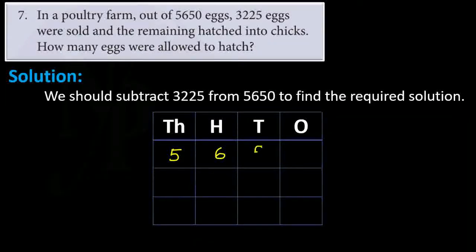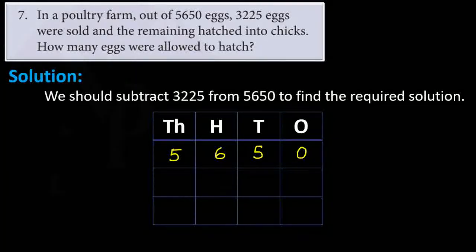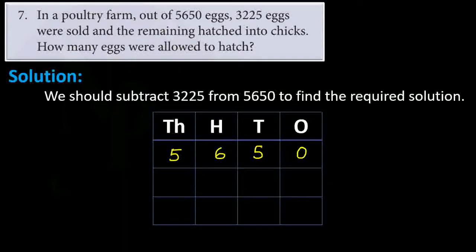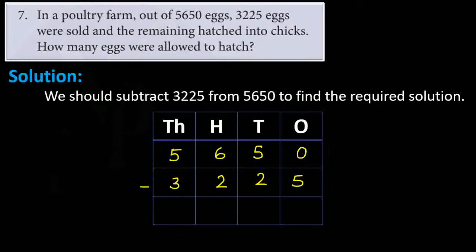5650 is the number of total eggs, and the number of eggs sold was 3225. So we will subtract this number to find the number of eggs allowed to hatch.